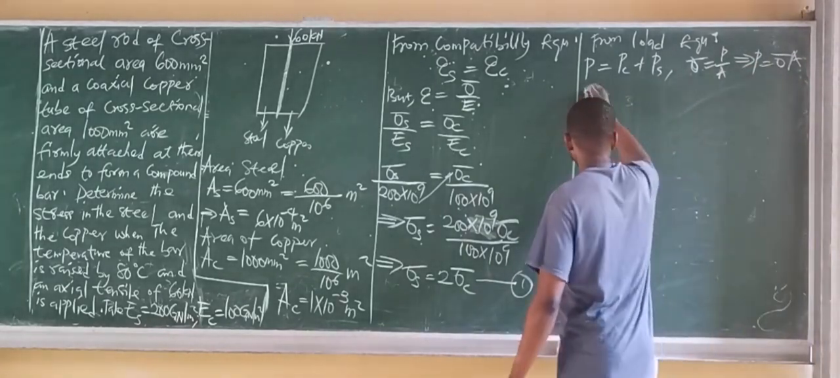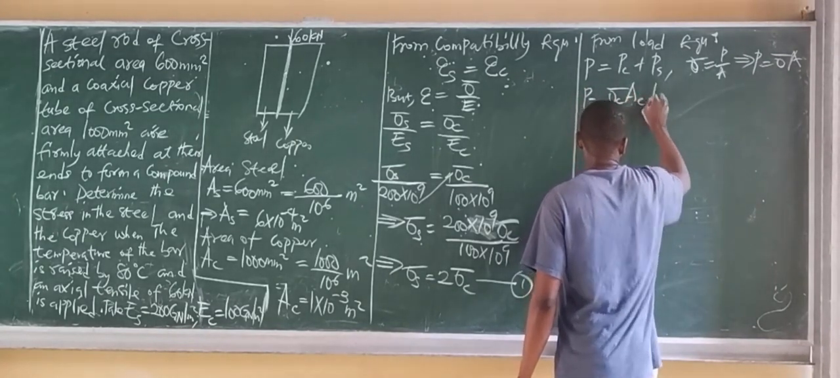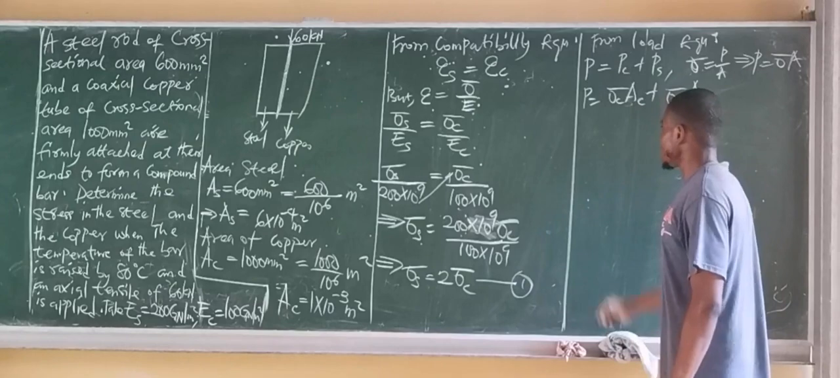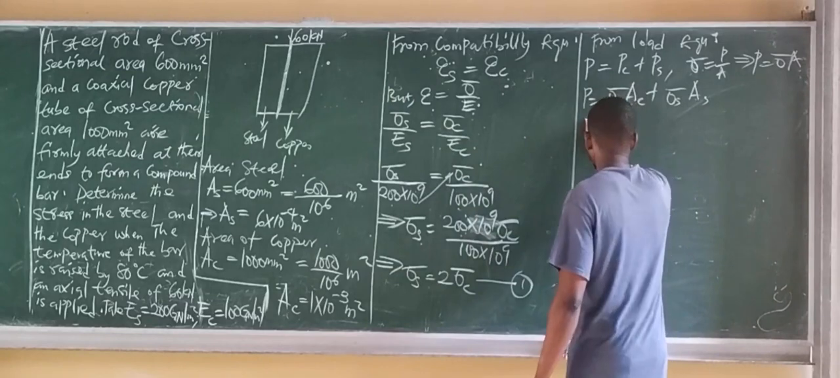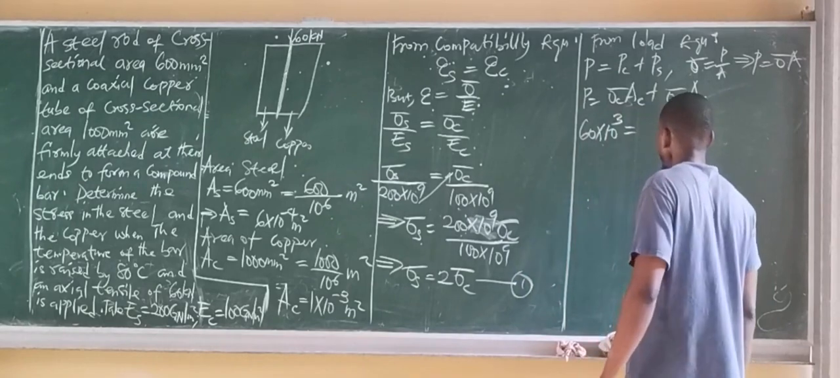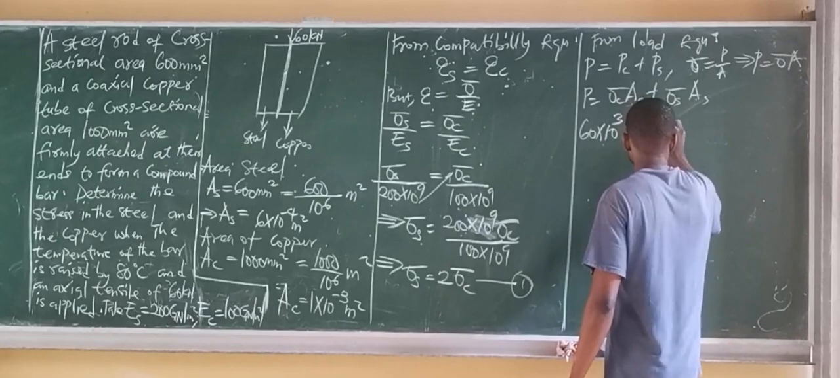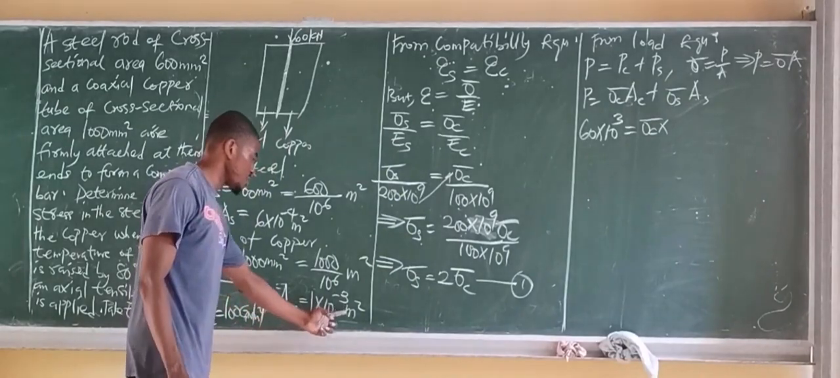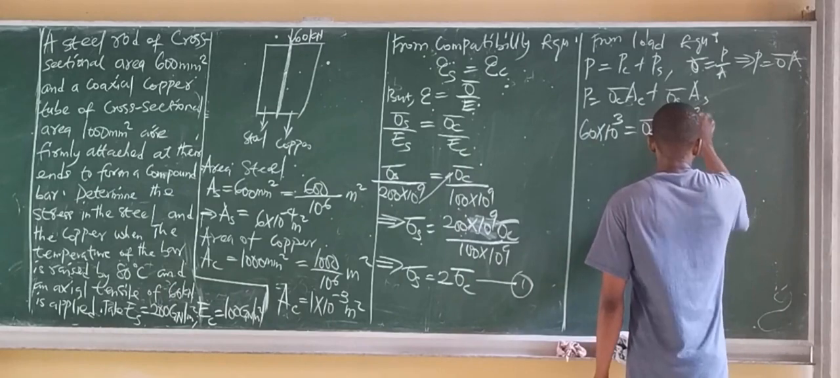Therefore, the load carried is simply, in place of copper, the stress of copper times the area of copper, plus, in place of steel, the stress of steel times the area of steel. So you have this. The load carried by the compound bar was given as 60 kilonewtons, so you have 60 by 10 to the power 3 newtons, times the stress of copper, which is sigma c, times the area of copper. The area of copper was given as 1 by 10 to the power minus 3 meters squared.